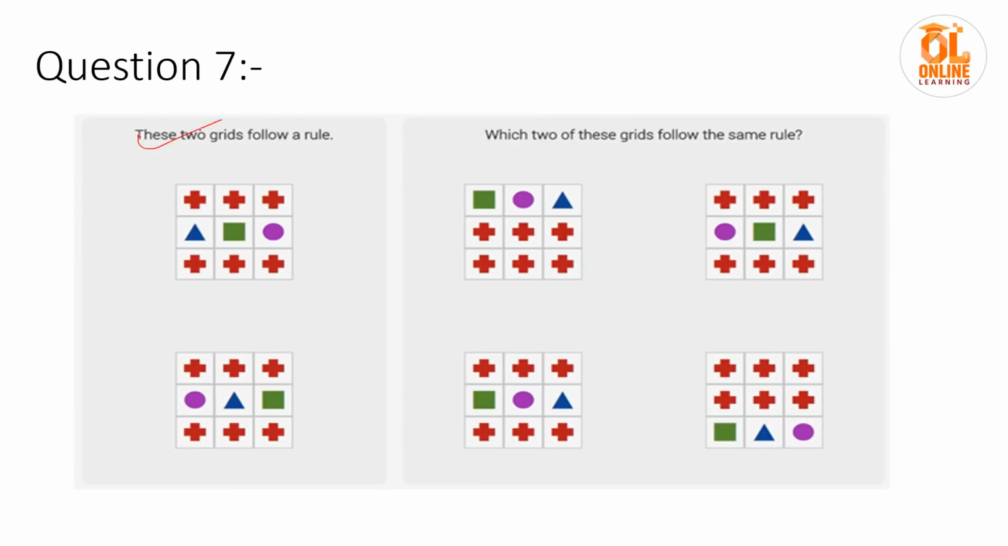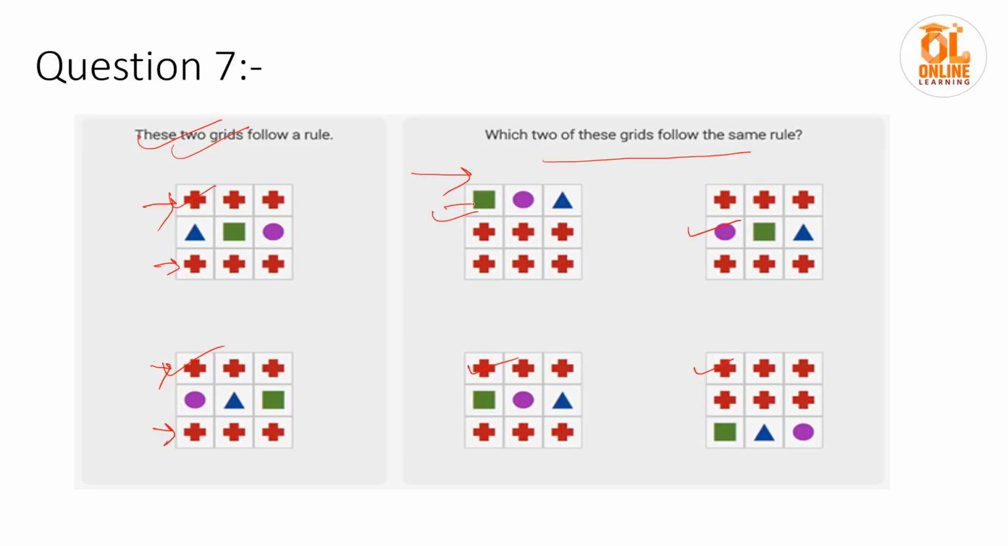This type is also very important. You will be given two grids. You have to see which rule they follow. Then you have to find two grids that follow the same rule. If you carefully observe, plus sign is present in the first and third row. In the second figure also, plus sign is present in the first and last row. Now see in these four figures which are following the same rule.